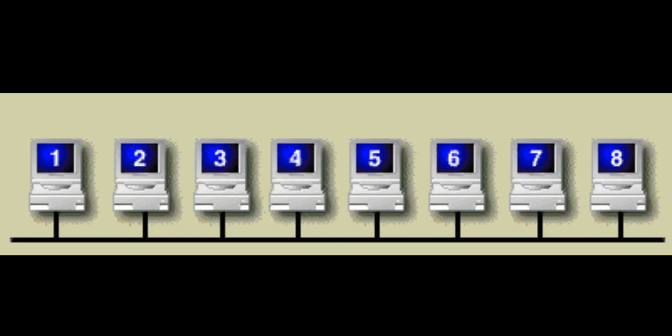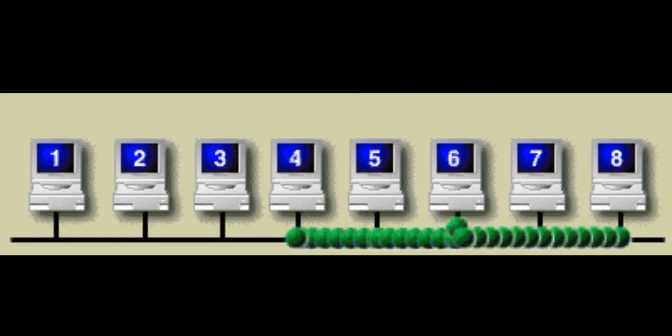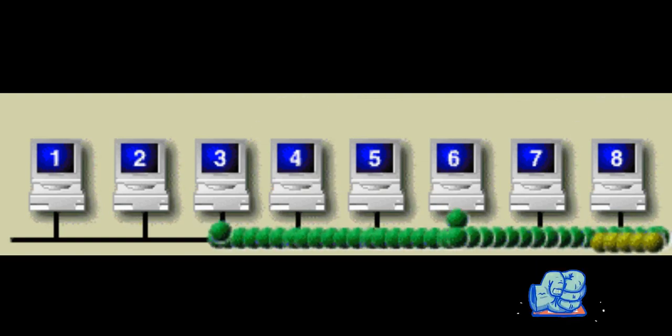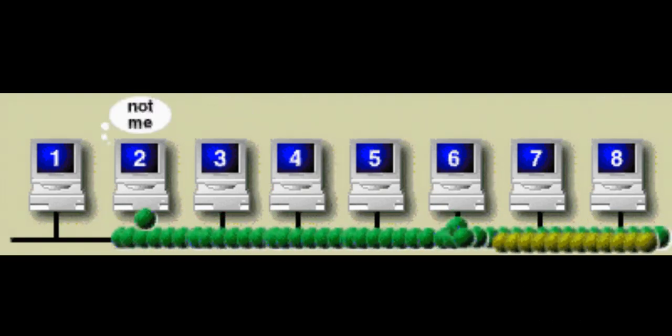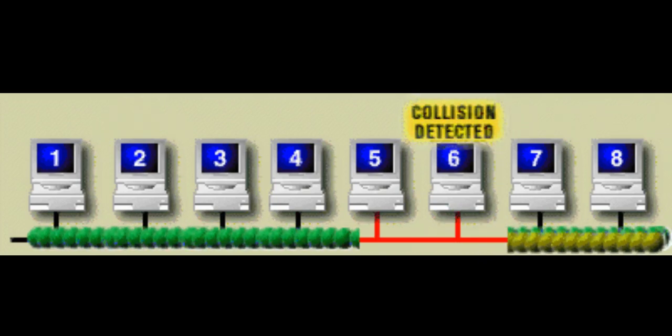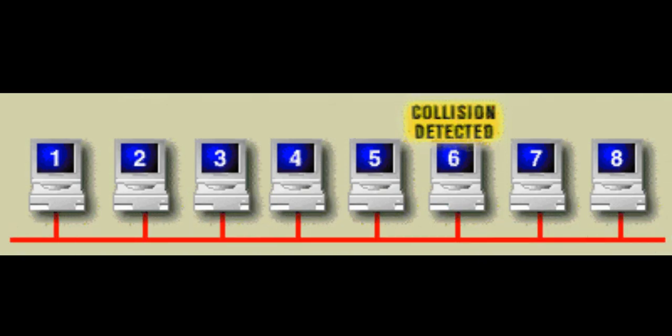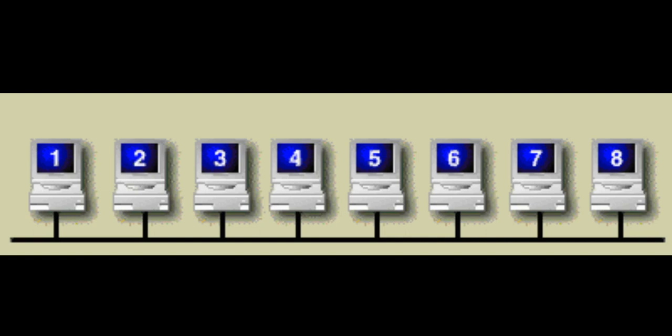Now, in the other situation, if there are no terminators, so notice that there are no terminators here at either end, then what we're going to find is that the signals are going to bounce back on the line, and then you're going to have what is referred to as data collision. So the cable has to have those terminators.